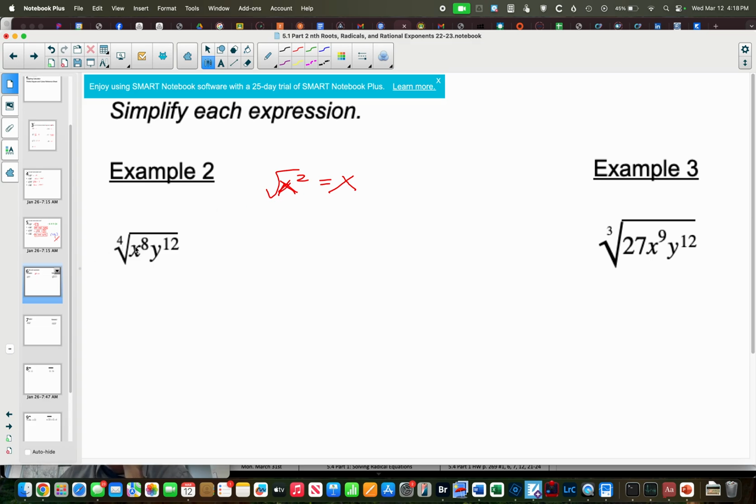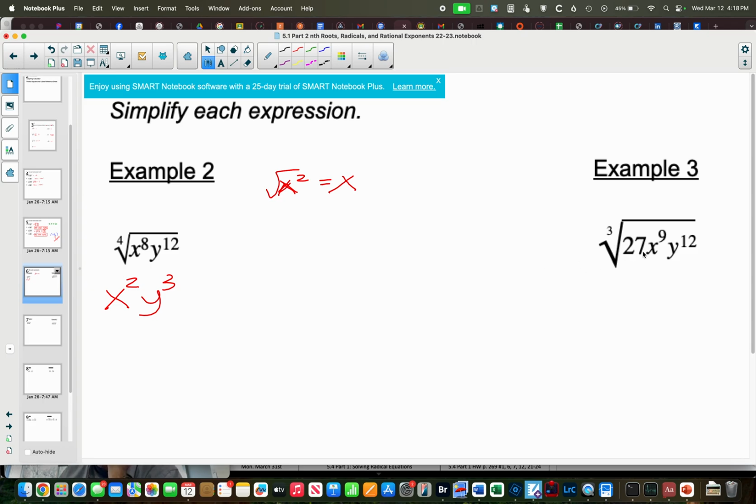Here, for the fourth root, you need 4 on the inside to give you 1. So you're basically doing 8 divided by 4, which is 2. So that's x squared on the outside, and there's none left over. Then 12 divided by 4 is 3, so that's y cubed. That's our answer.